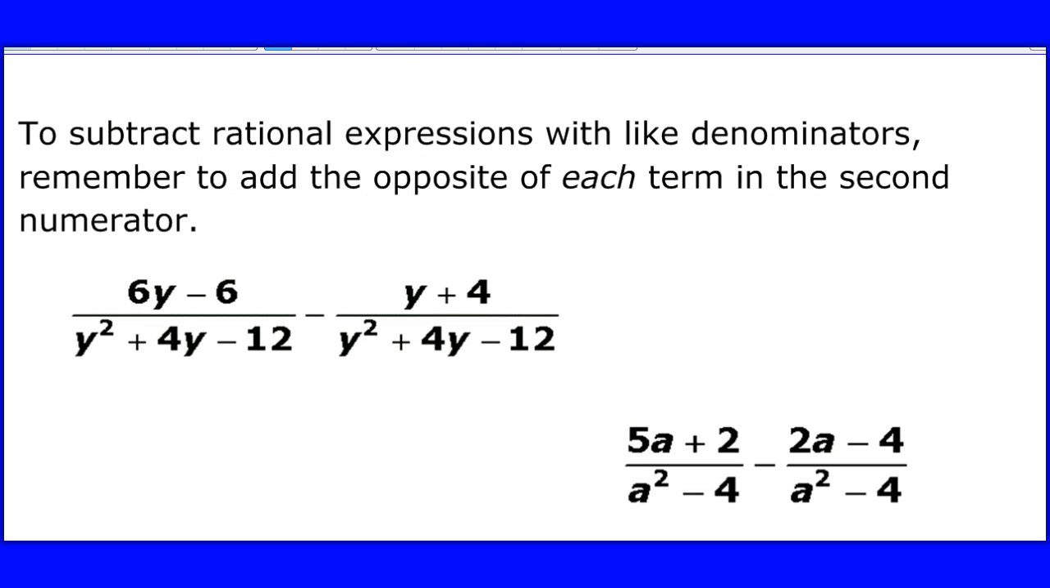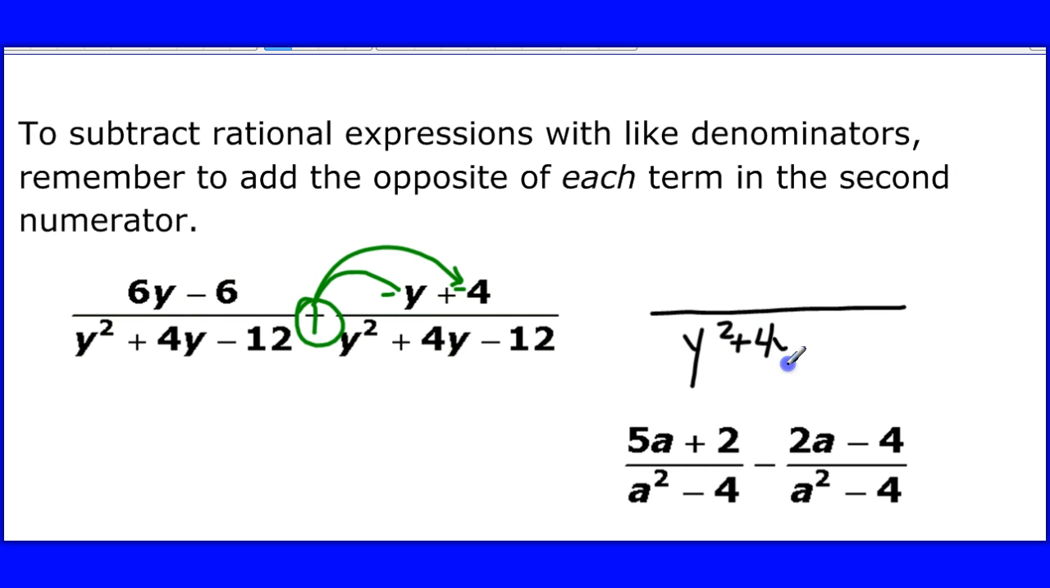To subtract them, the same thing applies. It's just that you have to subtract the numerators. Now, here's where you have to be careful. This subtraction sign goes to this term and this term. Okay? I like to make it plus and then just go ahead and put the minus sign in front of each one of them. Then to put this together, I'm going to have y squared plus 4y minus 12 on the bottom. On the top, 6y minus y is 5y, and negative 6 minus 4 is negative 10.